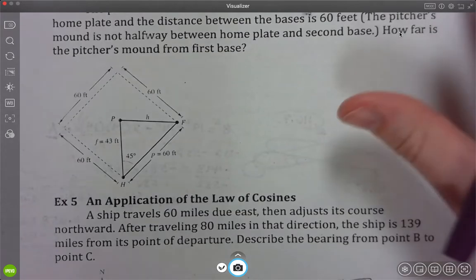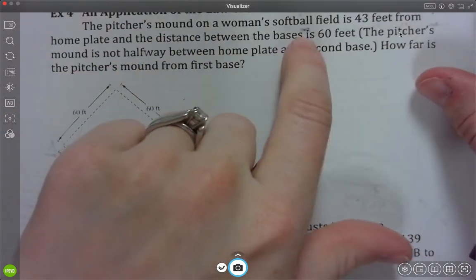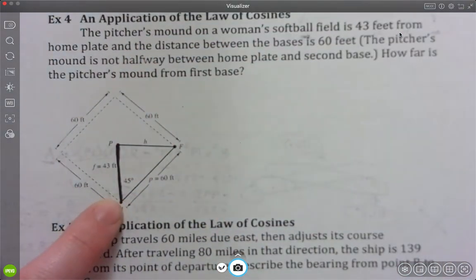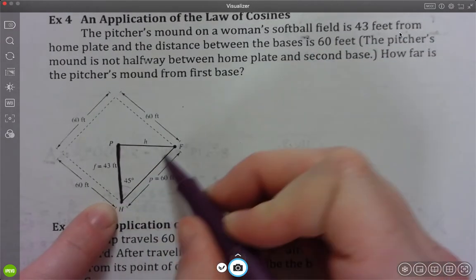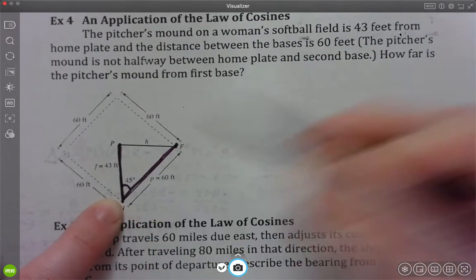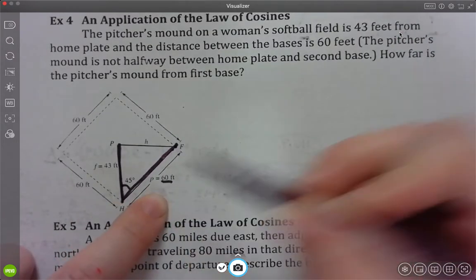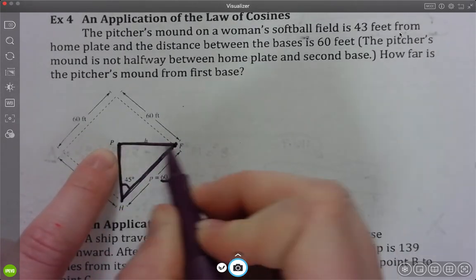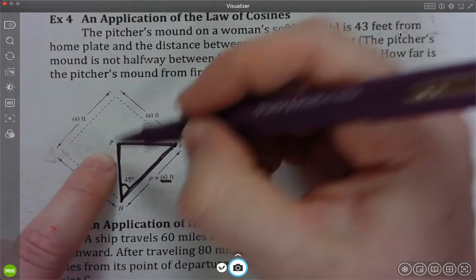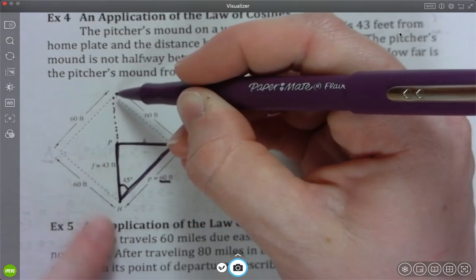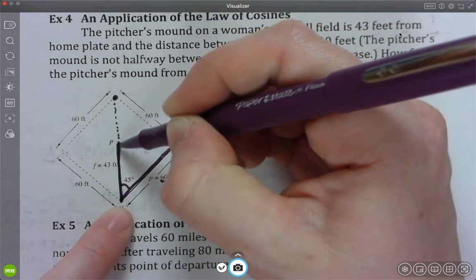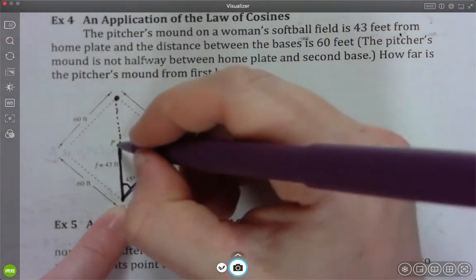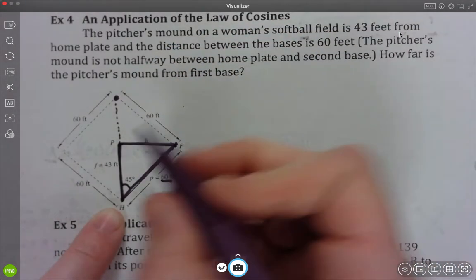The pitcher's mound on a women's softball field is 43 feet from home plate. So this is 43 feet right here. It will make a 45-degree angle to first base over here, and the distance to first base is 60 feet. Now, it's important to know that the pitcher's mound is not an equal distance from second base to home plate. It's not halfway between home plate and second base. It's closer to second base than it is to home plate. So this angle right here is not a 90-degree angle.